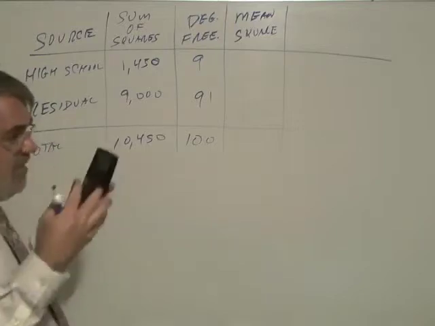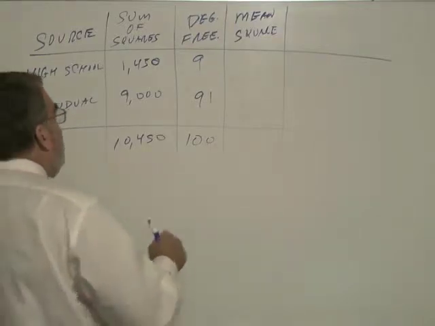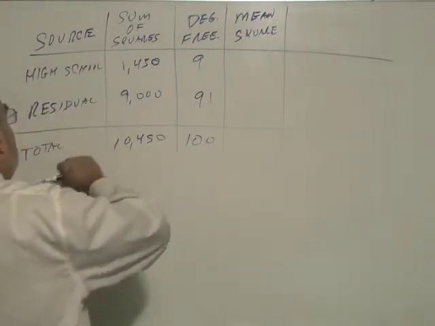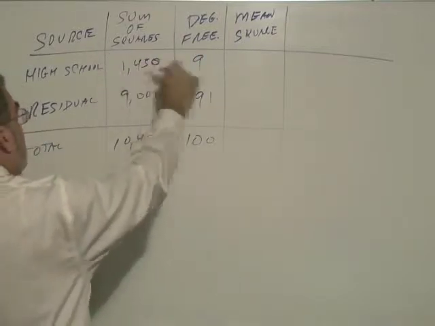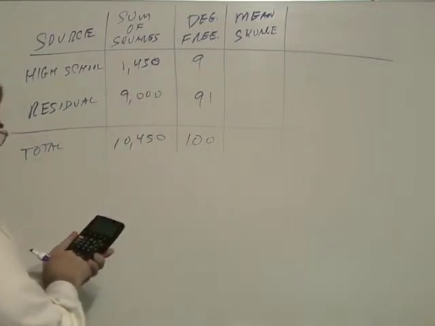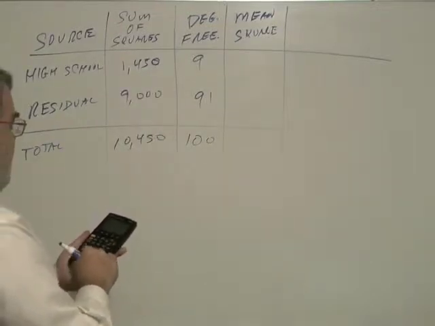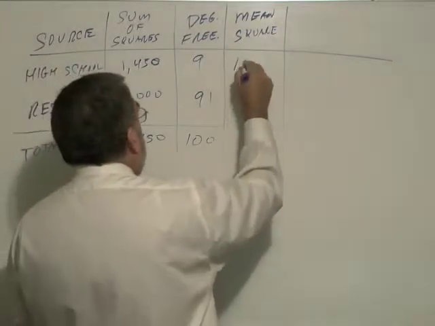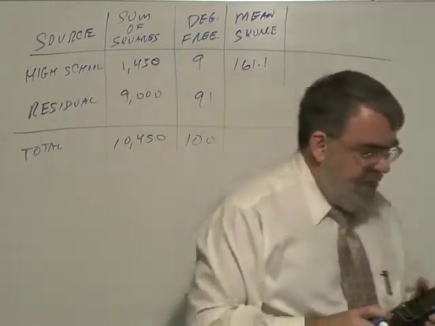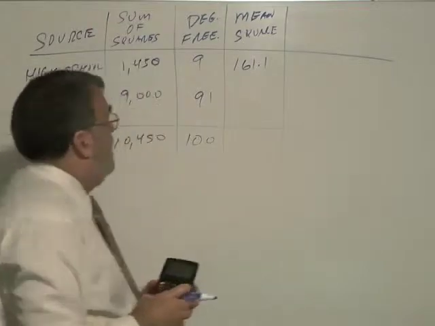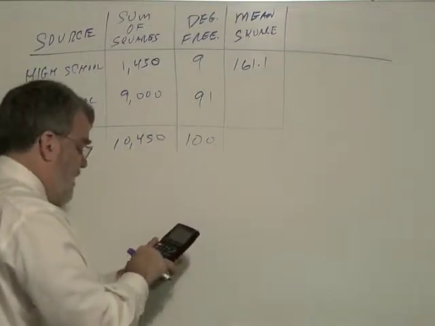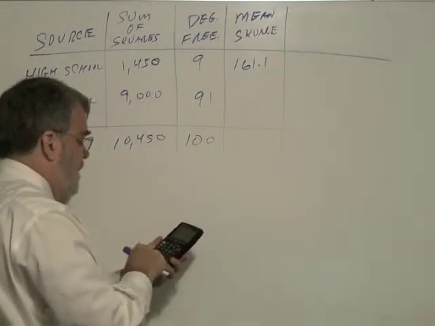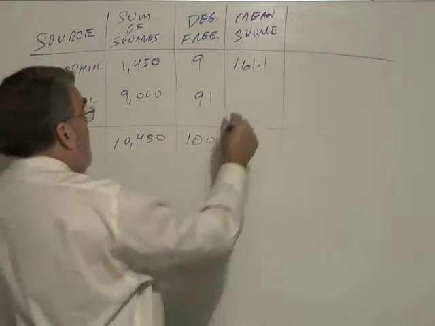But the mean square, you still have to know what it means. The mean square is the quotient of the sum of squares divided by degrees of freedom. So if I take this line, 1450 divided by 9 is 161.1. So 161.1 is the mean square for the independent variable. For the residual variable, I'll take 9,000 divided by 91, and we get 98.9.